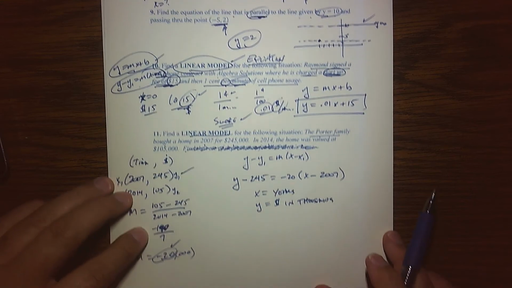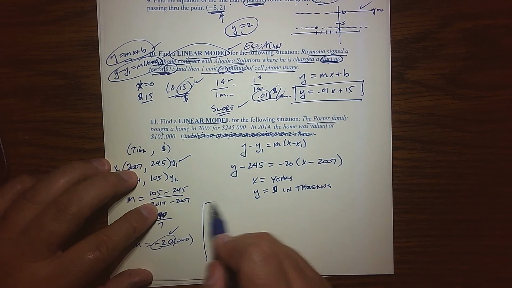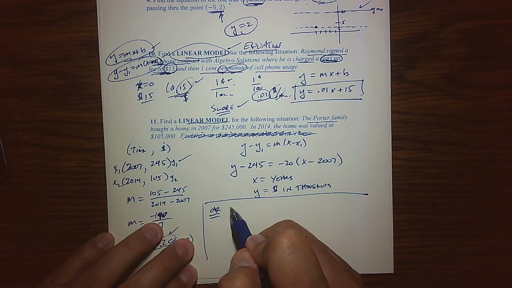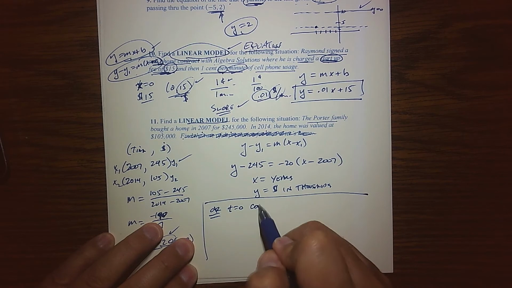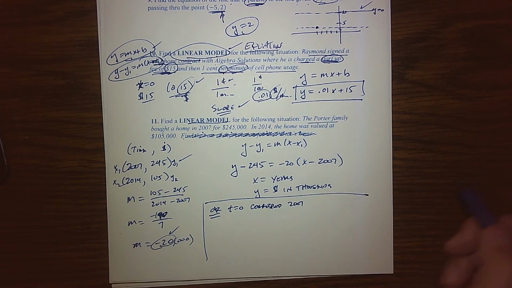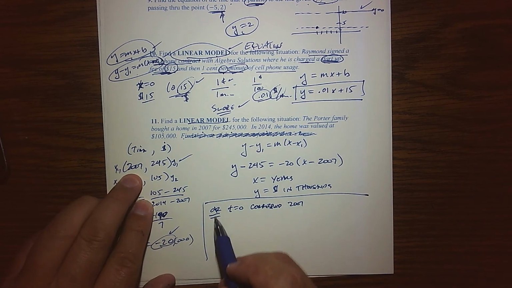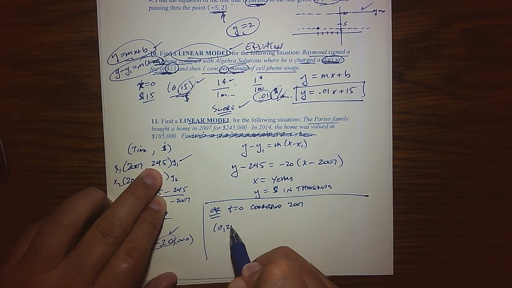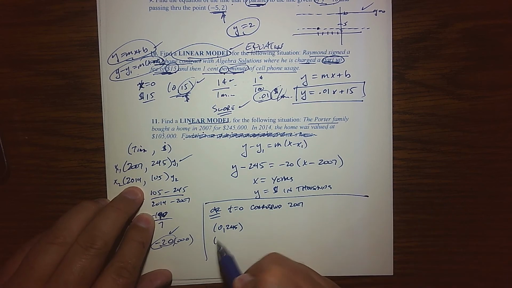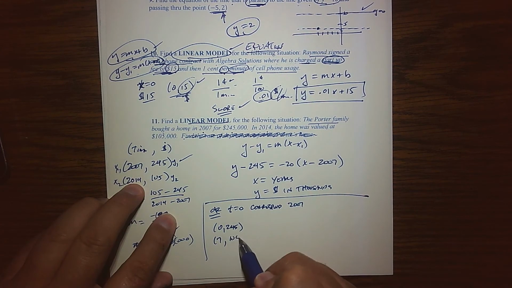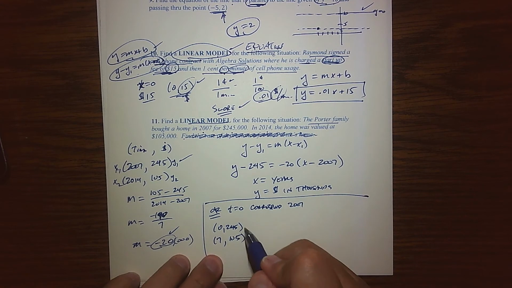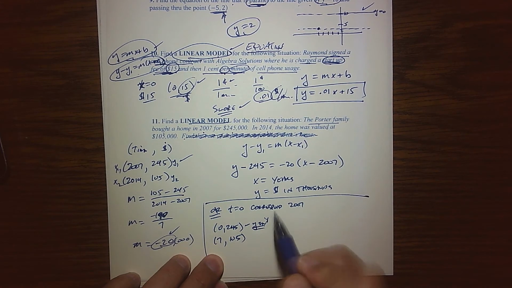All right, or one last little trick. This is a very, very famous trick that's used. What we do is we let t equal 0 correspond to the year 2007. Now, why would I do that? Because that means that this data point, 2007, 245, becomes 0, 245. And then 7 years later, 2014, this becomes the data point 7, 105. Very famous trick. All right, and what's good about this is now I've worked in a y-intercept.